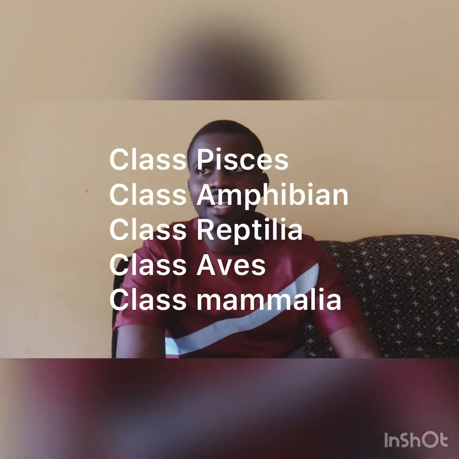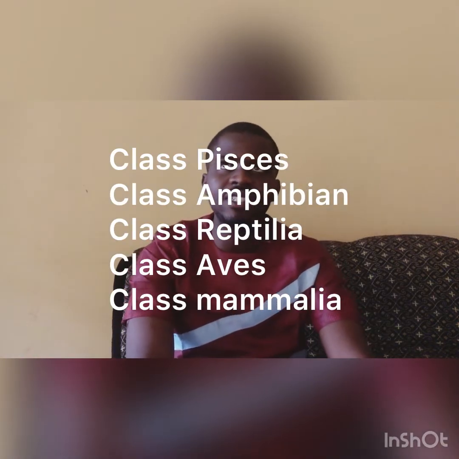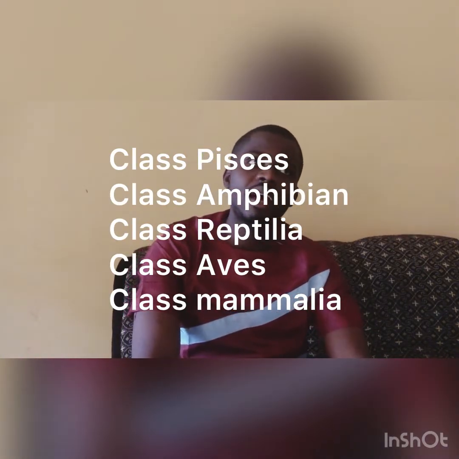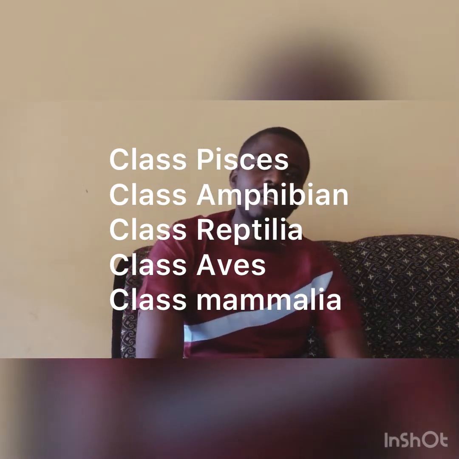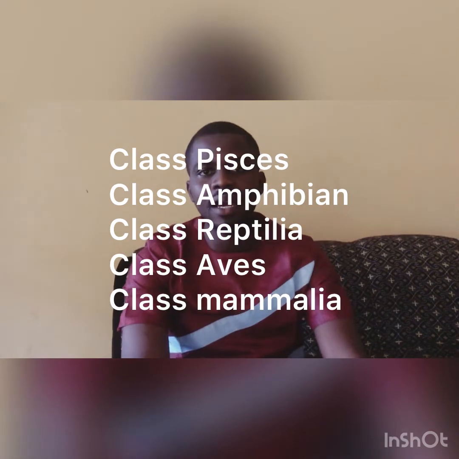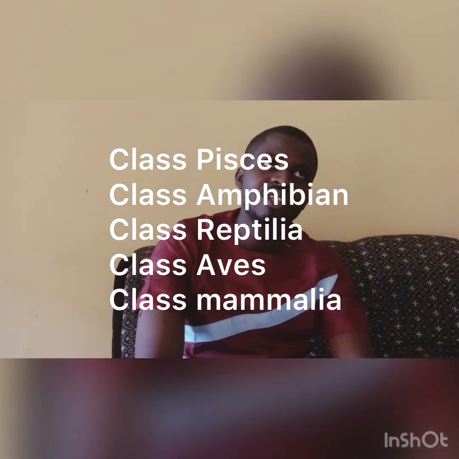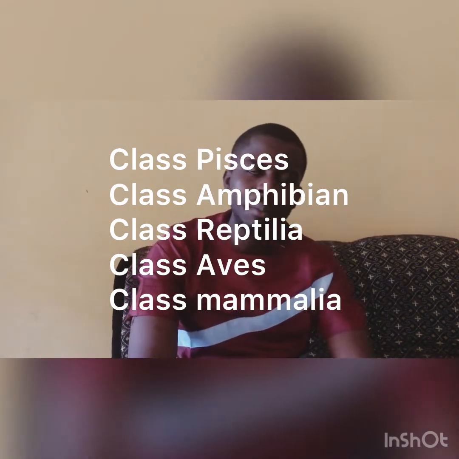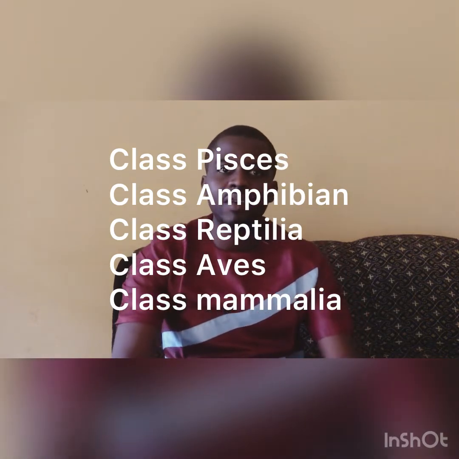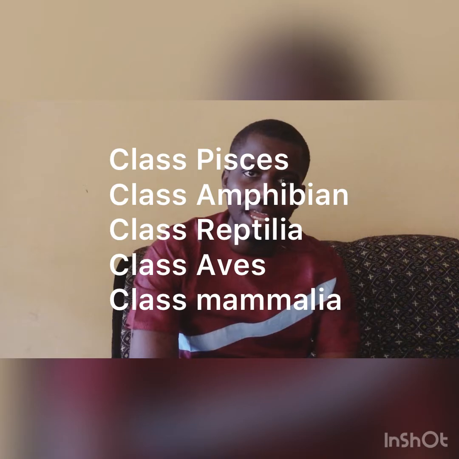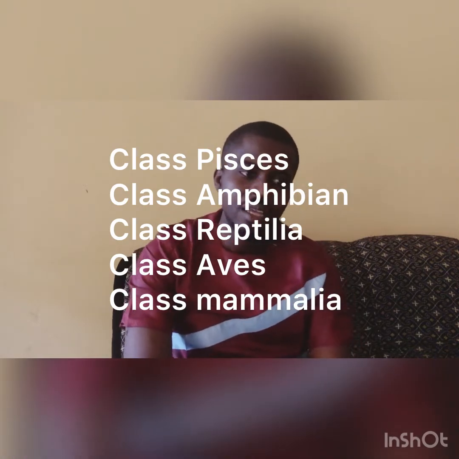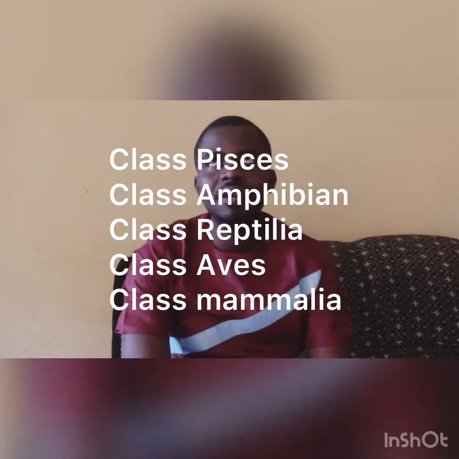The first class is the class Pisces, which are the fishes. We have the class Amphibia, then the class Reptilia, the class Aves, and the class Mammalia. Let me repeat again. We have the Pisces, the Amphibia, Reptilia, Aves, and the Mammalia.